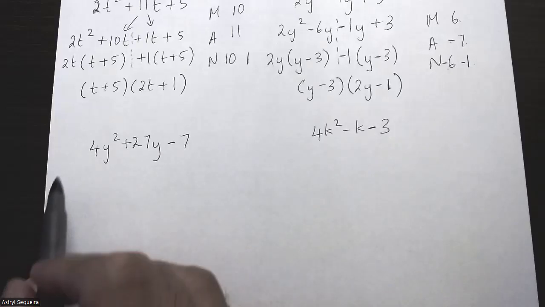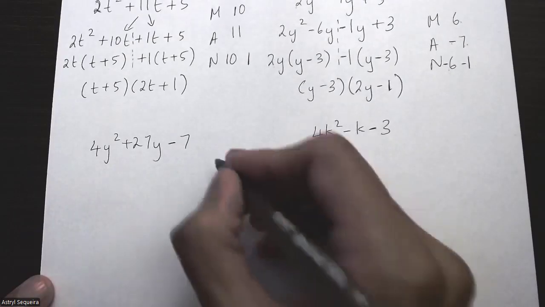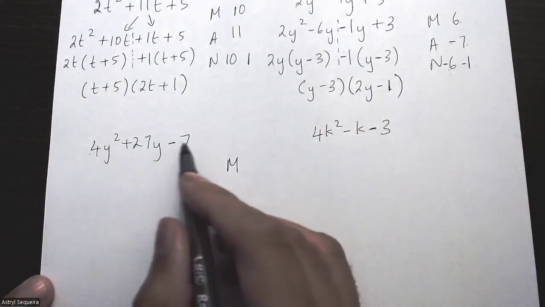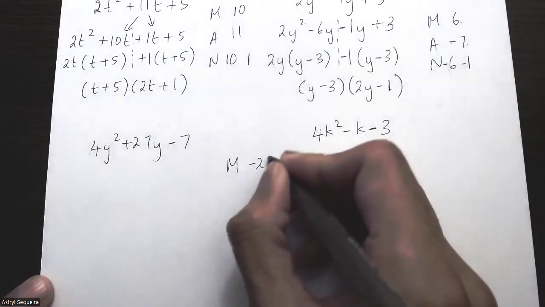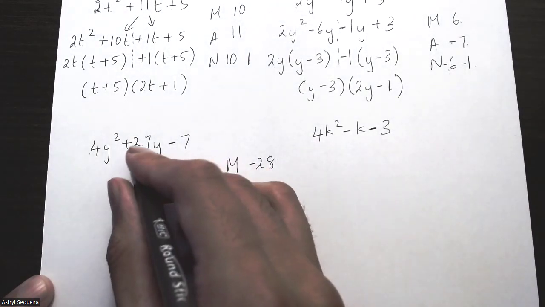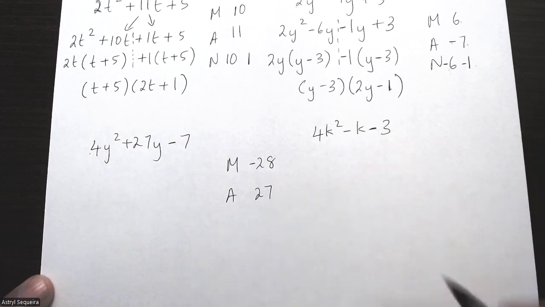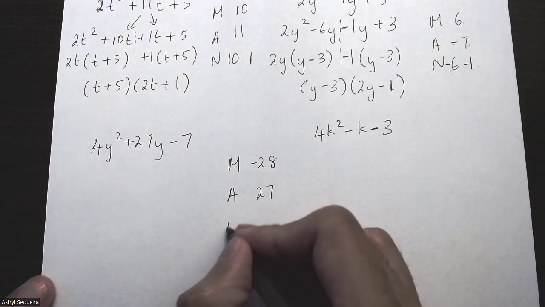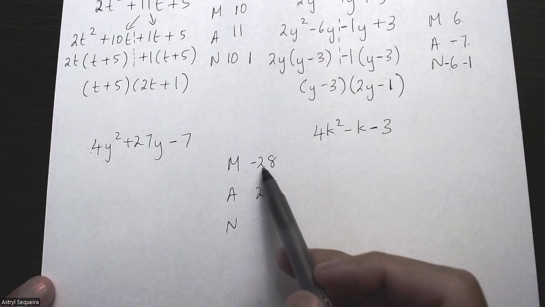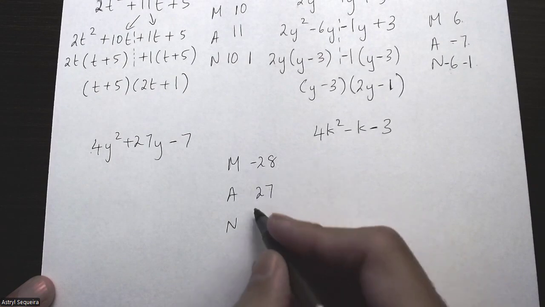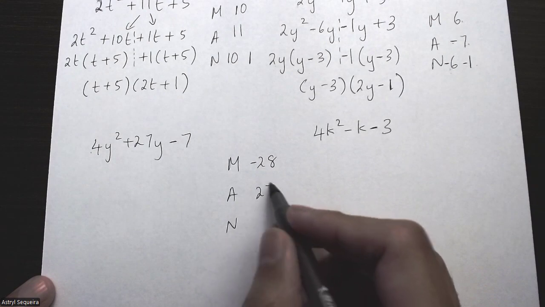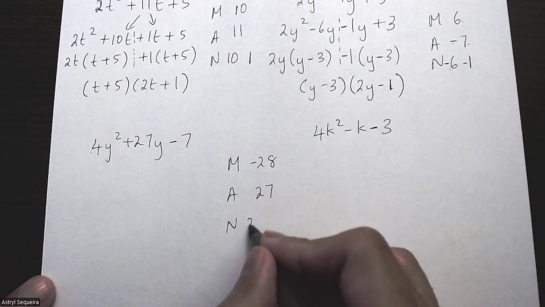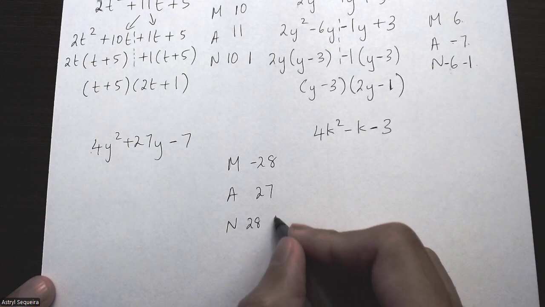My second bracket is the outside, which is 2y minus 1. All right, two more examples. Let's go to the third one over here. My M is 4 times -7, which is -28. My A is positive 27. So two numbers that multiply to 28. I can do 28 and 1. Then I know that they subtract to give me 27. So my two numbers are 28 and 1.